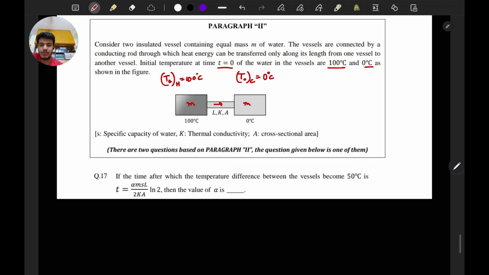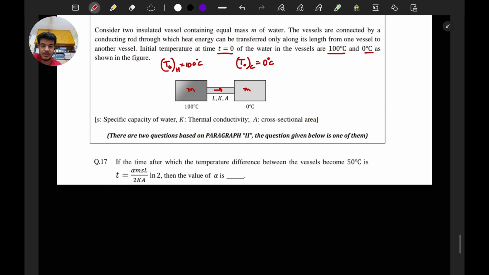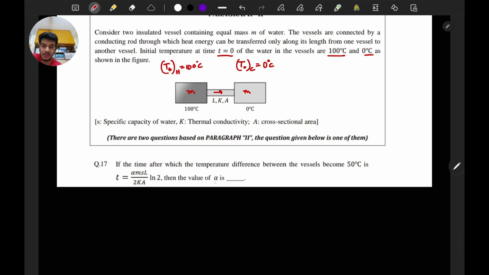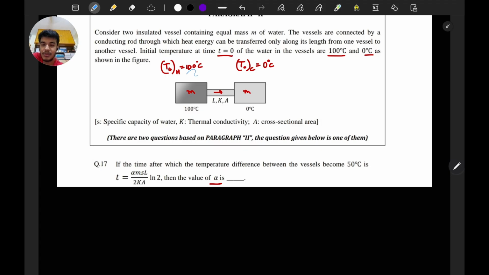So everything which you need is given here. So first question is the time after which the temperature difference between the vessels becomes 50 degrees centigrade is T, then the value of alpha is. Okay, nice. So to do so, let us understand at time T what happens. At a general time T, the temperature of the hotter side is TH and the colder side is TC. Now at this instant, in the next dt time interval, the temperature of the hotter side reduces by dTH and the colder side increases by dTC due to heat transfer dQ.